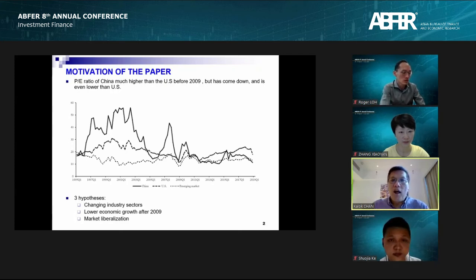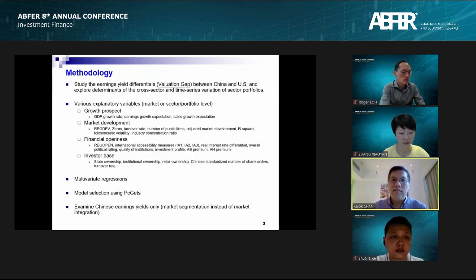So in terms of methodology, they studied the earnings yield differentials, or what they call the valuation gap, between China and U.S. Again, they use the earnings yield differential, not the PE, because the earnings yield differential has much better statistical properties. And they look at the determinants of the cross-sectional and time series variation of these industry sectors or industry portfolios.